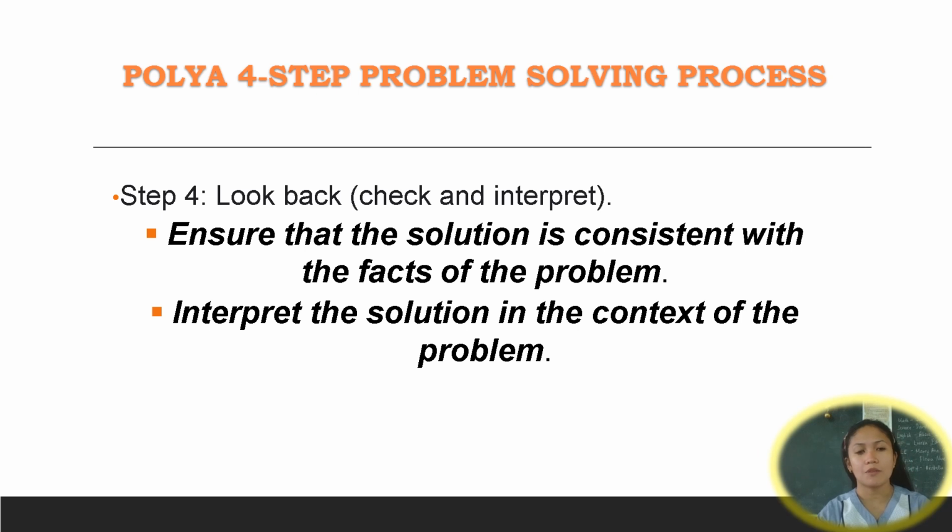Then the last step, step 4, we have to look back or check and interpret. In this step, we have to ensure that the solution is consistent with the facts of the problem. And we have to interpret the solution in the context of the problem. For example, after getting the answer, we have to recheck or look back to see if our answer is realistic. What if, for example, the problem asks for the age of the father, and your result is below 10 years old? It's not realistic. So you have to go back to your problem to check if your answer is realistic or consistent with the facts of the problem.